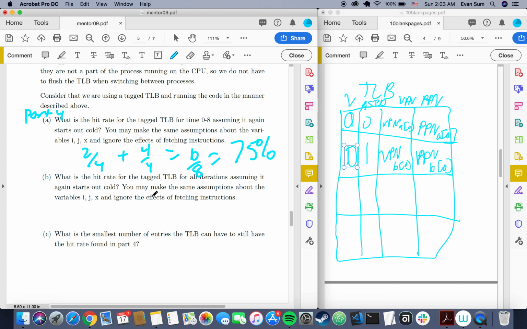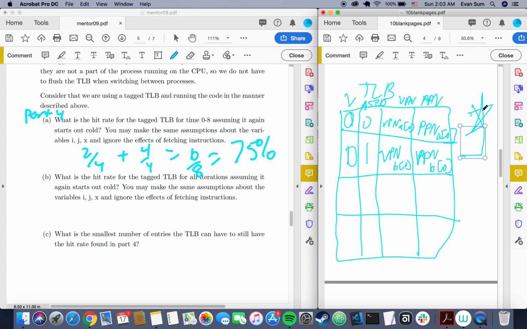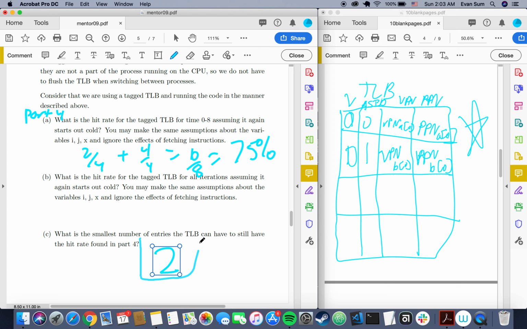So looking at this problem, we want to know what is the smallest number of TLB entries so that we can still have the hit rate found in part 4. If you look at what I just did here, we only used two entries in my TLB. So we only really need 2, right? Because as I showed you right here, we only need 2 places in my TLB, and our hit rate for part 3.3a, which I think is part 4, I'm not entirely sure, is going to be exactly it. So yeah.